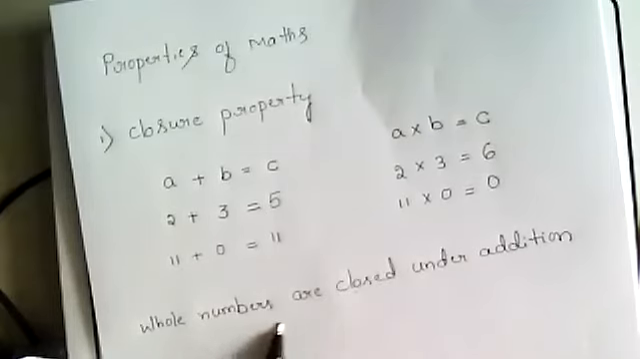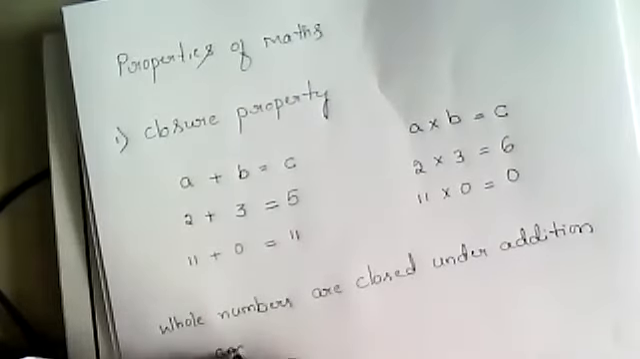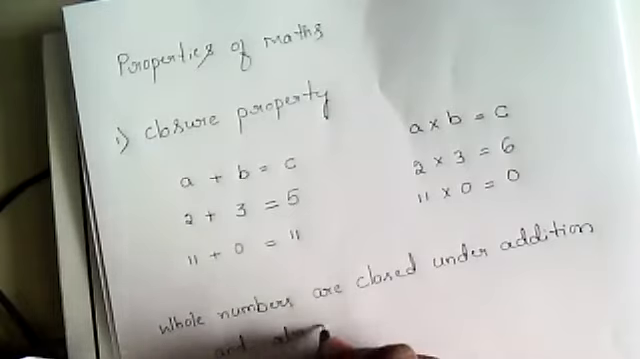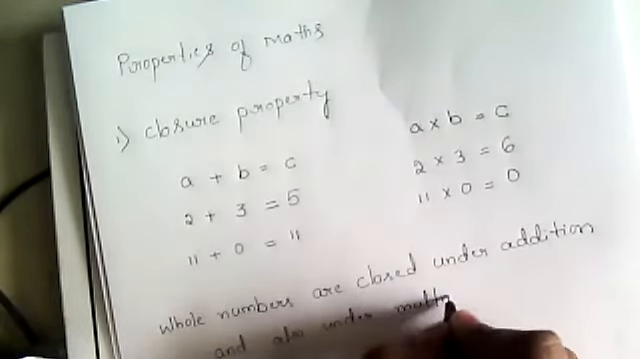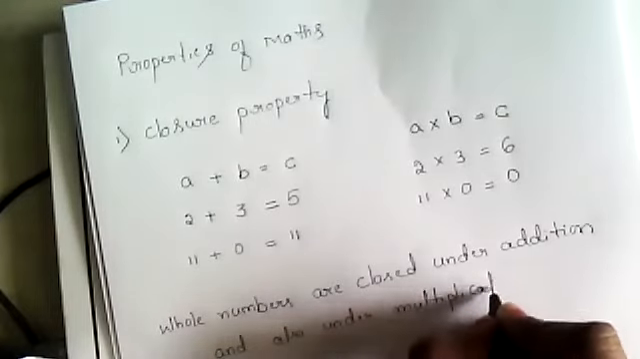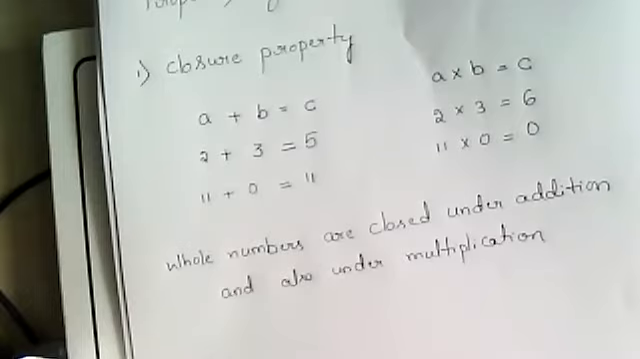So we can say that whole numbers are closed under addition and also under multiplication.